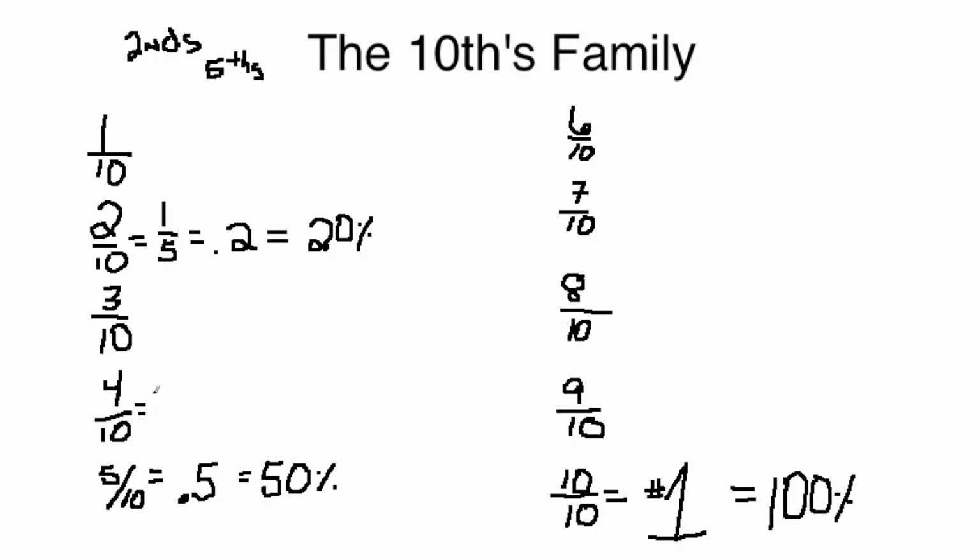4/10 is really 2/5. 4 divided by 2 is 2. 10 divided by 2 is 5. But, better yet, just take the numerator and make it your decimal. And 4/10, move the butt cheek twice or multiply by 100, and you get 40%.